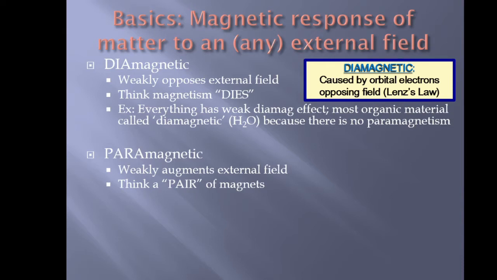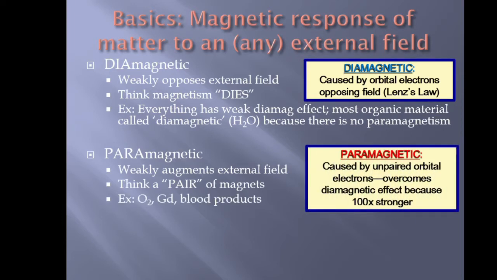Without further ado, the paramagnetic effect is when a material weakly enhances an external field that it's in. So think of it as a pair of magnets. There's the external magnetic field, and then there's a slight boost to the magnetic field that's developed by that material because of paramagnetism. Examples are oxygen, gadolinium, some blood products. Now, this is caused because there are unpaired orbital electrons. Remember, there's a bunch of fundamental physics going on here, just like with our nucleons. When it's unpaired, it causes signal. So if you have unpaired orbital electrons, then that's when you start getting paramagnetic effects.